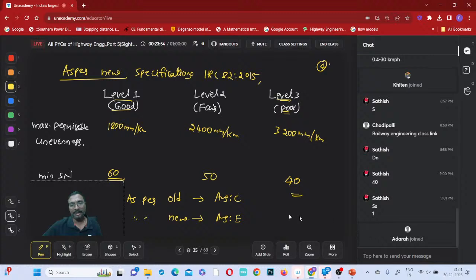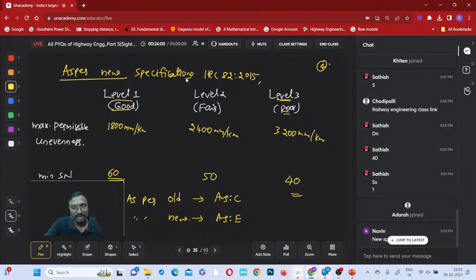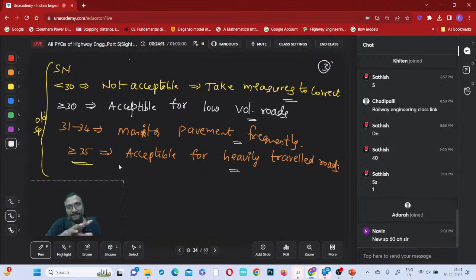Note this and tell me. This is as per the new specification. Whenever you get a new question at present, you answer according to these new specifications only. In the old specification, they did not mention level 1, level 2, level 3 like that. They have mentioned just like this only. From this we are assuming that this is level 1.